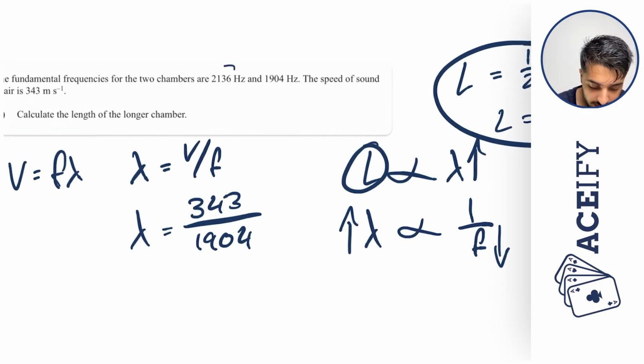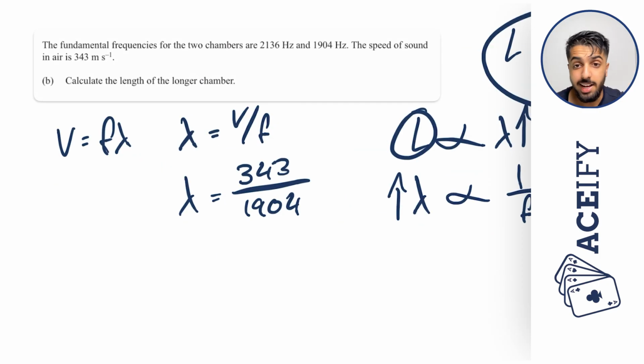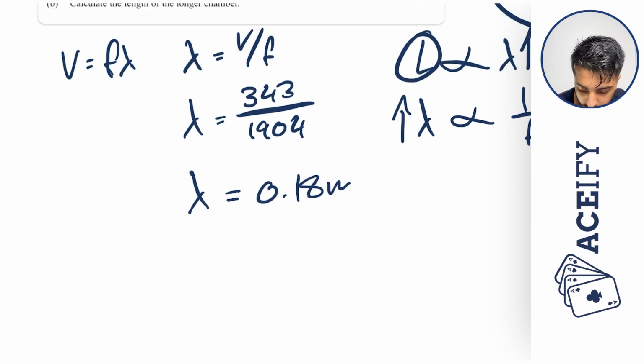And so because out of these two frequencies, 1904 is the lower frequency, therefore it must be the higher length, or the longer length, I should say. And so that's how I know that this frequency is the frequency of the larger chamber. So now putting that in our calculator, we get a lambda of 0.18 meters.